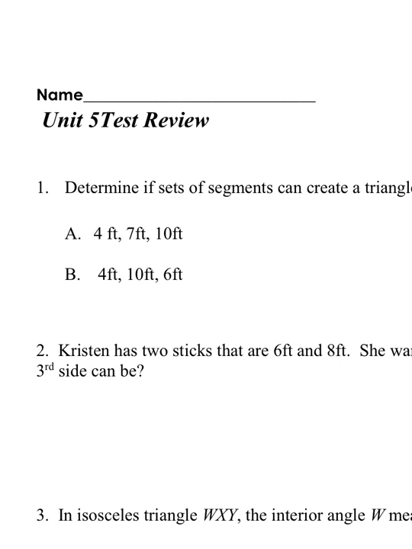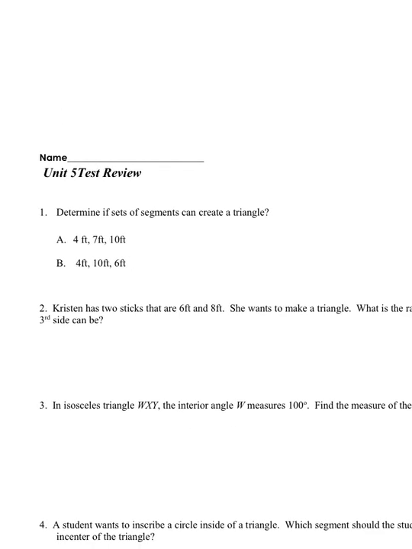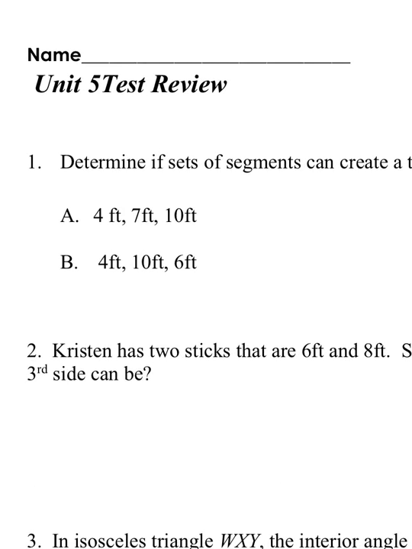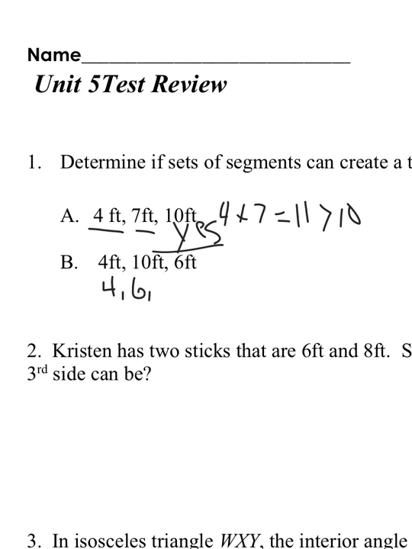Flip. All right, so number 1: determine if each set of segments can create a triangle. Very simple idea. You need the two smallest numbers, add them up. If they're bigger than the third side, yes, it's a triangle. Here, make sure they're in order because it does have to be the two smallest ones.